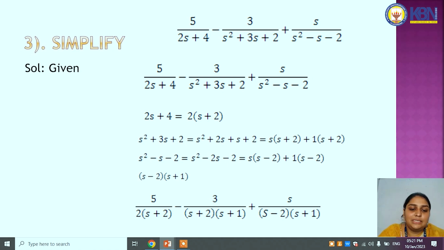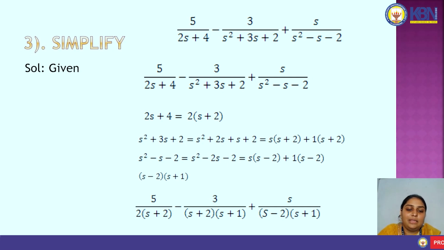And the third one is s square minus s minus 2. This expression can be written as s square minus 2s plus s minus 2. In the first two terms the common factor is s, then we get s minus 2. The second two terms are plus s minus 2, the common factor is plus 1, then we get s minus 2. In both terms we have the common factor s minus 2, and then we get s plus 1. Therefore s square minus s minus 2 can be written as s minus 2 into s plus 1.